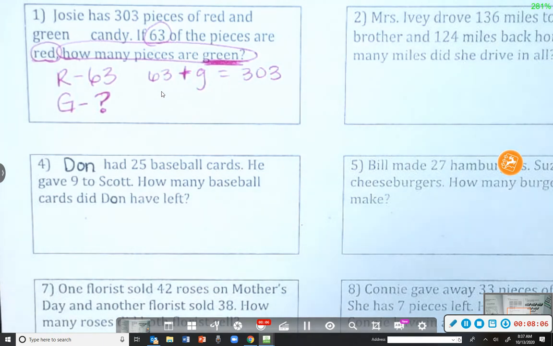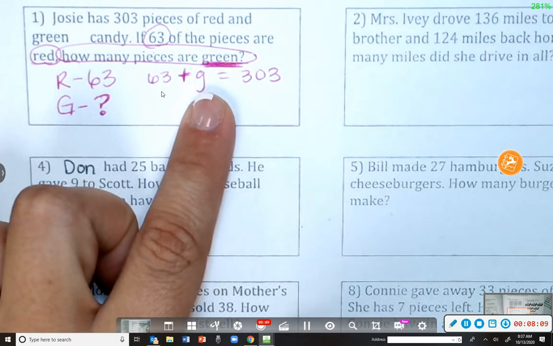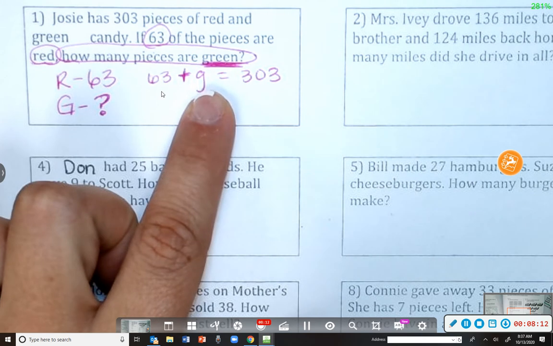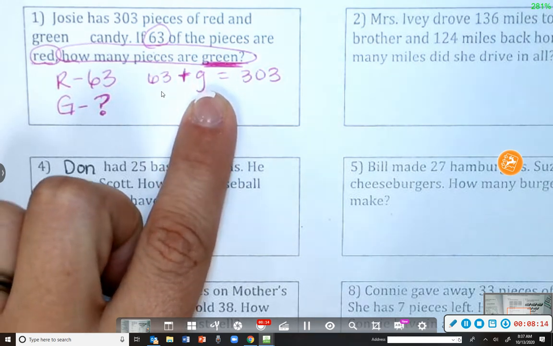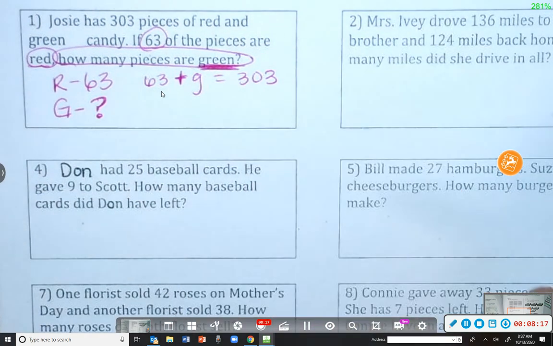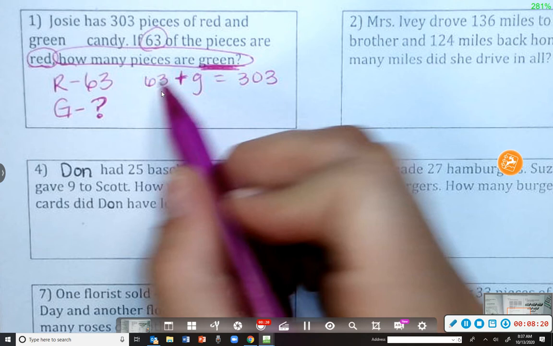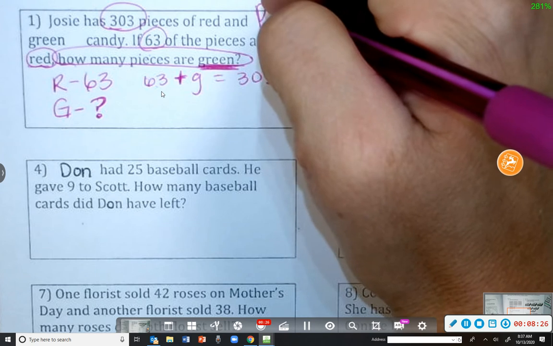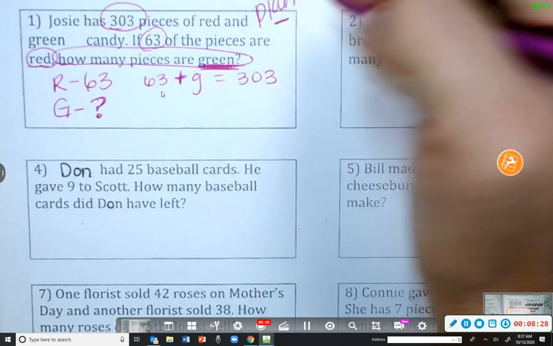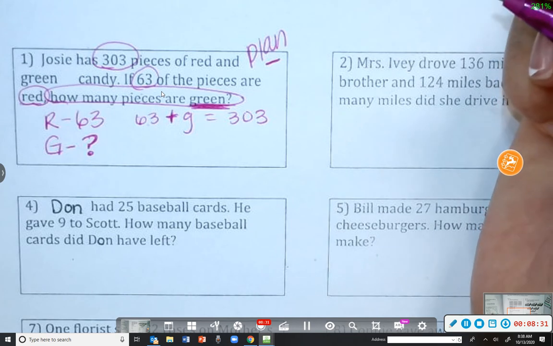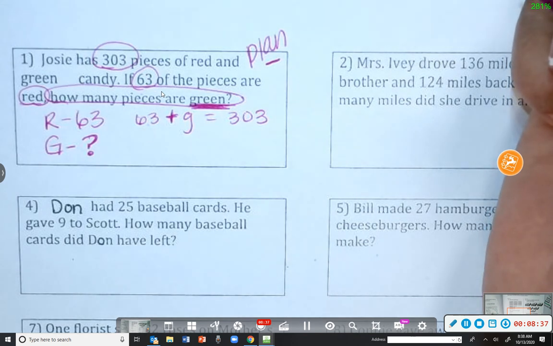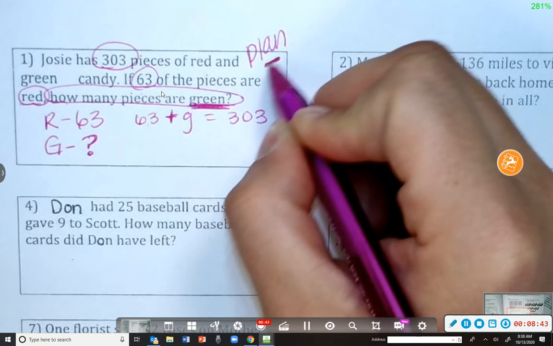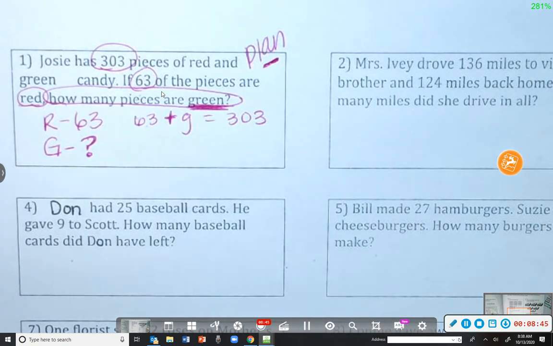Now we need to figure out what this G is by doing a different way. Bryson, you said it. What can I do to figure out this missing number? Subtract. Good. We're going to take 303, which is our total, and subtract 63. Okay? So our plan was to subtract. And I just put the symbol for subtraction. You don't have to do a long drawn out plan.